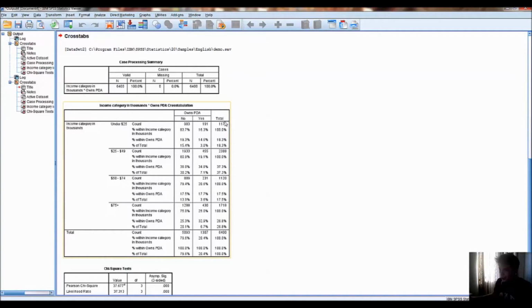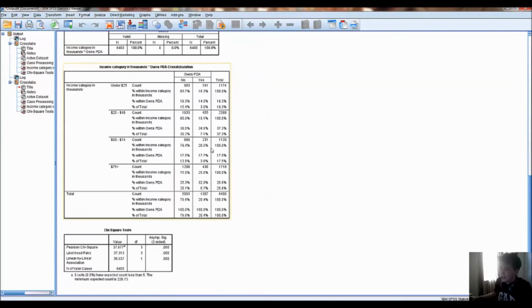So to interpret it, you can see 83.7% of individuals who earn under $25,000 a year do not own a PDA, and only 16.3% of them, which can be calculated by 191 out of 1,174, do have them. And then it's pretty much the same stats, but as you can see, as the money goes up, so does slightly the percentage of individuals who own a PDA. So it kind of seems that money is very much correlated with the ability to own a PDA, which makes sense.